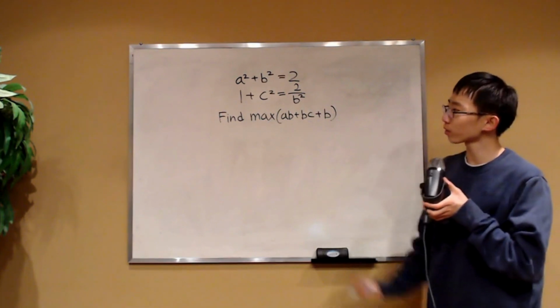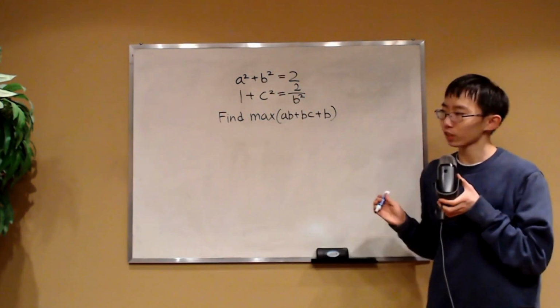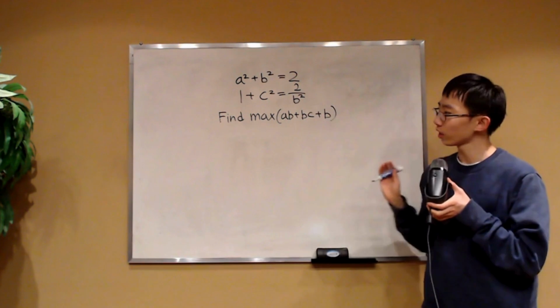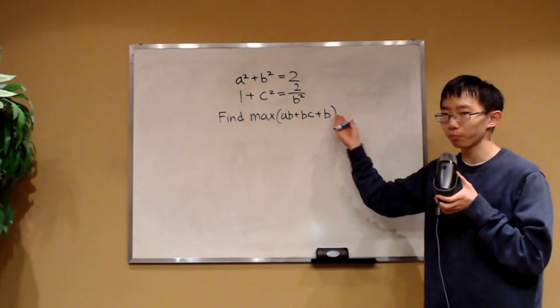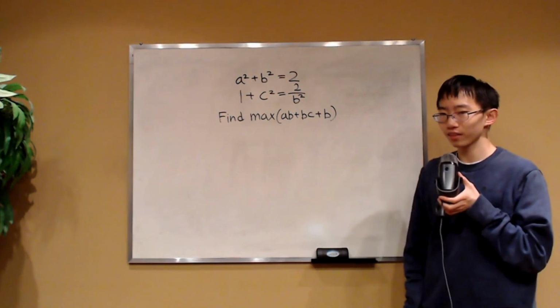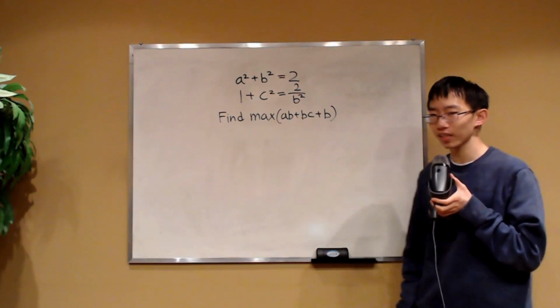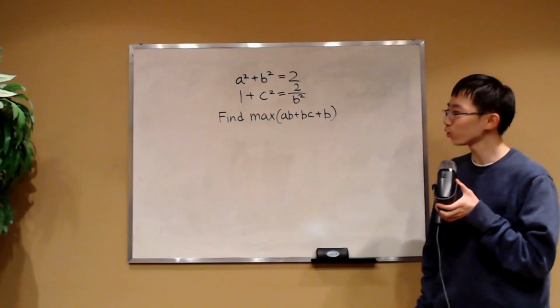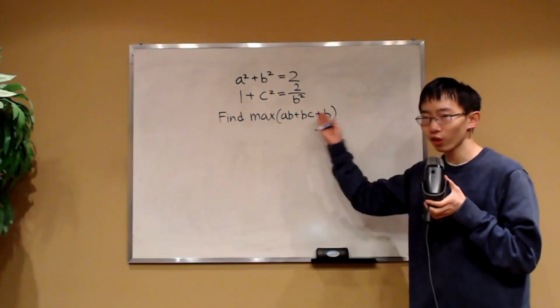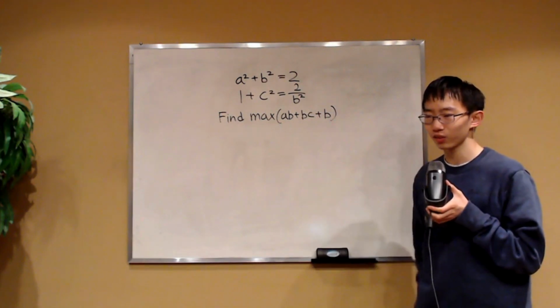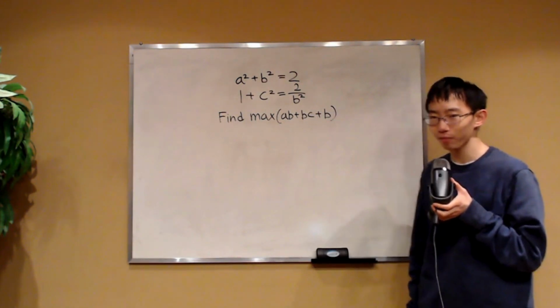Given that real numbers a, b, and c satisfy these two equations, find the maximum value of ab plus bc plus b. Now, this problem is a very good example of how we can use tools that aren't immediately related to the question to solve it. And in this case, we can actually use trigonometry.